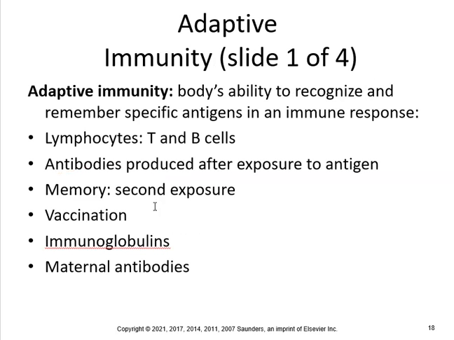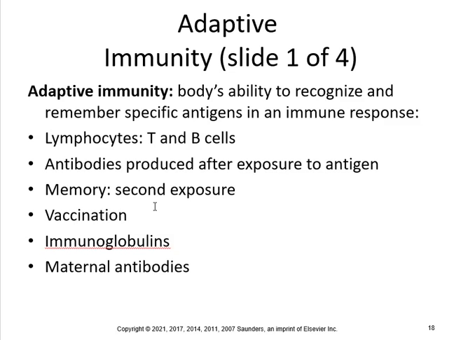Now, adaptive immunity is the body's ability to recognize and remember specific antigens in an immune response. So those are your lymphocytes, T and B cells, antibodies produced after exposure to the antigen, memory, meaning second exposure, vaccination, immunoglobulins, and maternal antibodies. That's why drinking mom's breast milk is very good, because you would get the mom's antibodies.